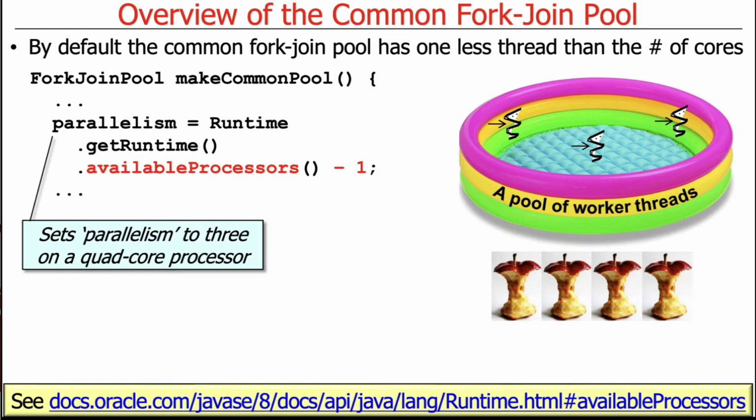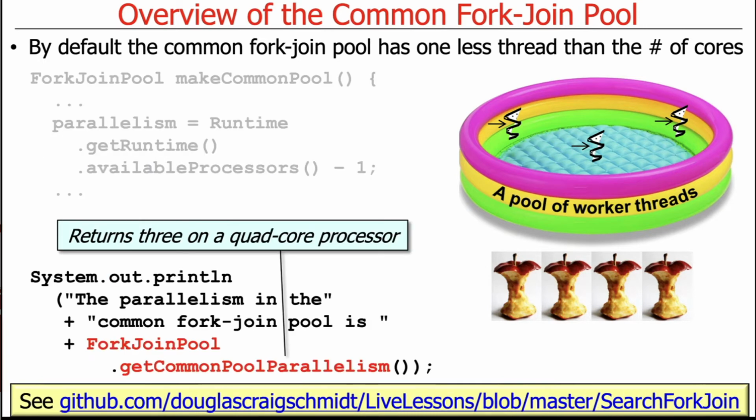And you might ask, that's kind of weird, why is that? And I'll talk about why in a second. Here's how you can find out what the parallelism level is in the common fork join pool. If you say fork join pool dot get common pool parallelism, it'll return to you the number of threads that are part of the common fork join pool.